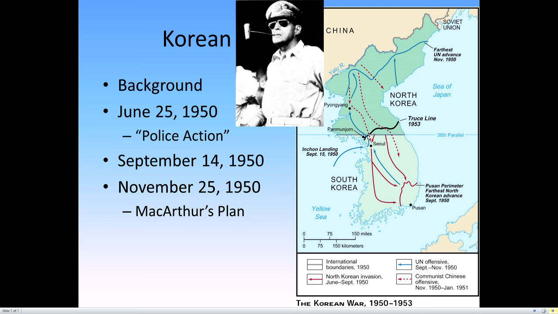And at this point, Truman told him, no, that's crazy. We are here for, as the UN said, a police action. We're here to just get the North Koreans out of South Korea. And we've done it, right? We have pushed them basically out of South Korea. In fact, we've taken some of the North Korean territory from them. But MacArthur says, no, we should try to win this war.